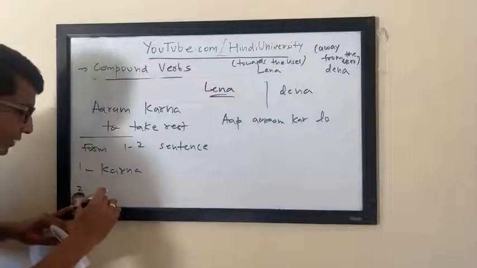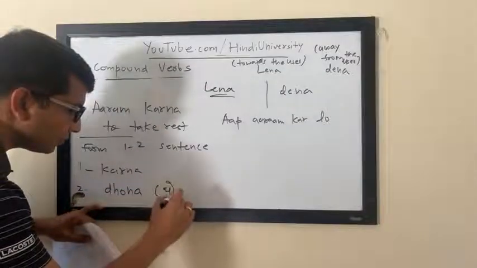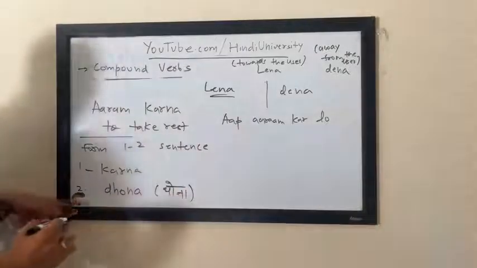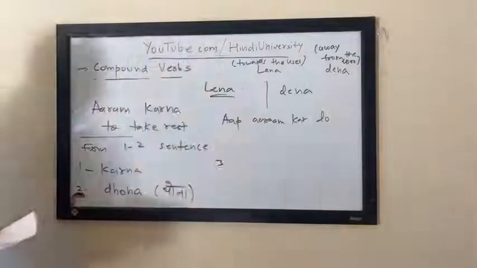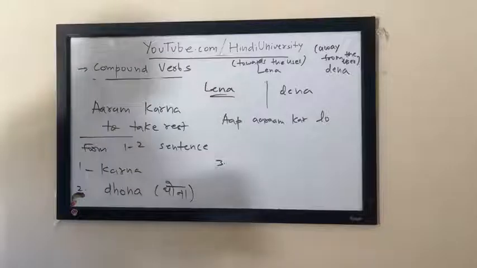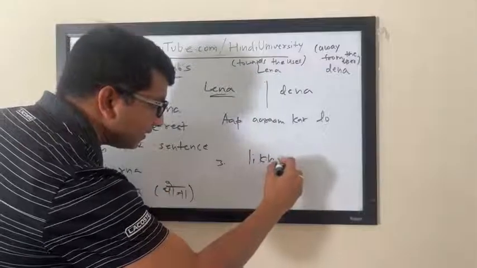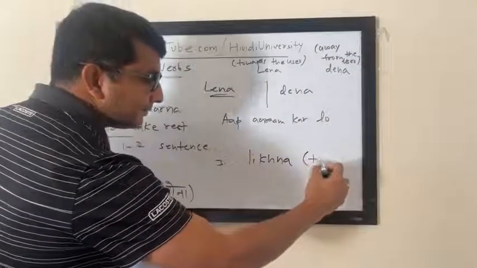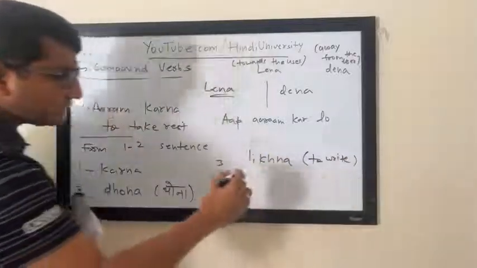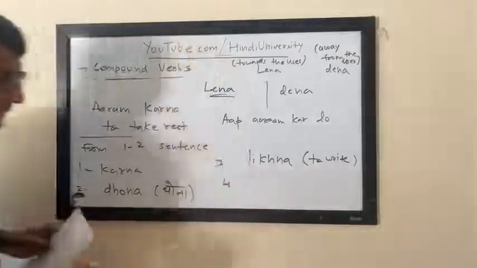Second one is dhona. Who remembers what dhona is? Dhona is to wash. Okay, so I want you to practice this one as well. Use both lena and dena and make some simple sentences. And then I have likhna. Likhna is to write, very good. You have to think about which one you will use, likh lo or likh do. Write down a small sentence.